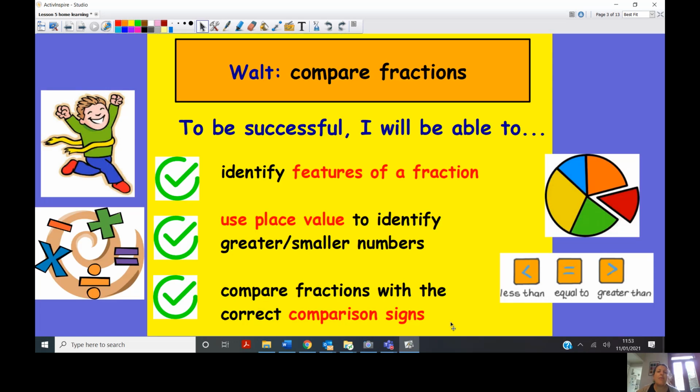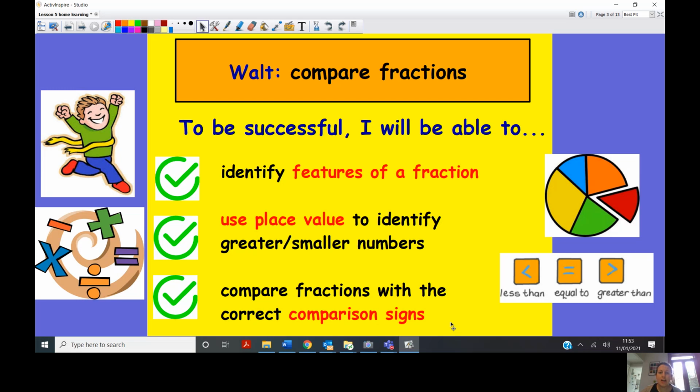So today we are going to be comparing fractions with the same denominator. To be successful, we're going to need to be able to identify the features of a fraction. We're going to be using our knowledge of place value to identify greater and smaller numbers, and then we're going to be comparing fractions using the correct comparison sign.